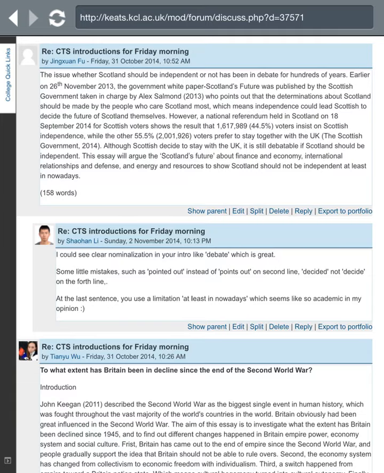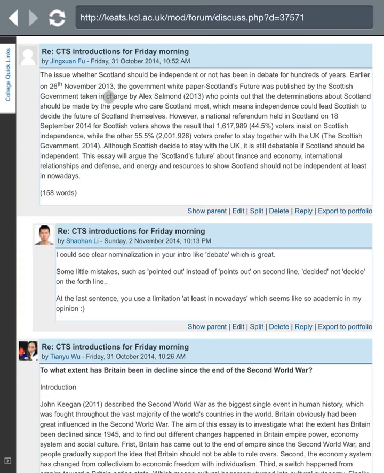"The issue of whether Scotland should be independent or not has been in debate for hundreds of years." Do you have a reference for that? "Earlier, on the 26th of November 2013", you don't need to say earlier. It's obvious that it happened in the past. "Scotland's future", you need that in inverted commas or italics.